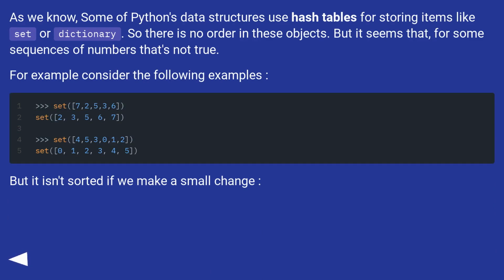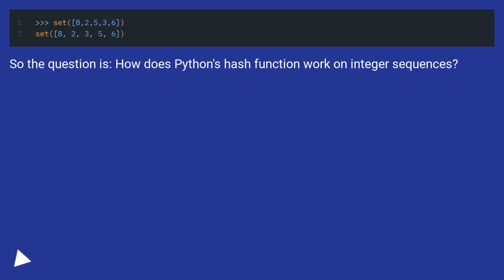But it seems that, for some sequences of numbers, that's not true. For example, consider the following examples. But it isn't sorted if we make a small change. So the question is, how does Python's hash function work on integer sequences?